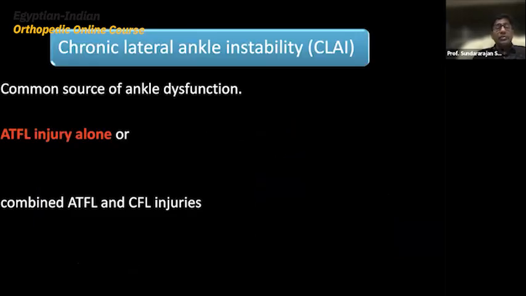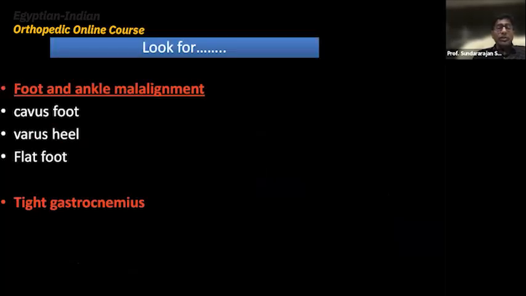Coming to the second, I will go through examples of each condition in which we do an ankle arthroscopy. This is a chronic lateral ankle instability case, which I'm going to talk about. It's usually one of the common sources of ankle dysfunction. There could be an ATFL injury alone, or it can be combined with CFL injuries. Whenever a patient presents with a chronic ankle sprain, examine whether the patient has a cavus foot, a varus heel, or a flat foot. If you want to address chronic ankle instability and there is a deformity, you have to address the deformity as well as the instability. If you do only the ankle instability with the deformity, the chance of failure is very high.